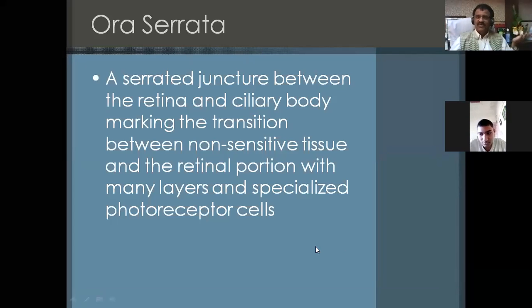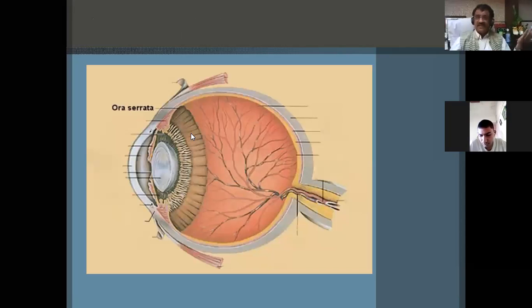And ora serrata. Ora serrata is a serrated juncture between the retina and ciliary body, marking the transition between non-sensitive tissue and the retinal portion with many layers and specialized photoreceptor cells. Here there is an ora serrata. Okay.